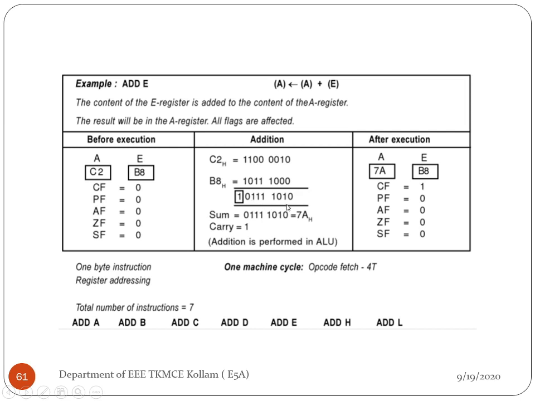As the number of ones in this result is 5, it is odd parity, so the parity flag will not set. There is no carry from LSB nibble to MSB nibble, therefore the auxiliary flag won't set. The result is not 0, therefore the zero flag is reset. Then the sign flag: the MSB of the result is 0, therefore the sign flag is 0.